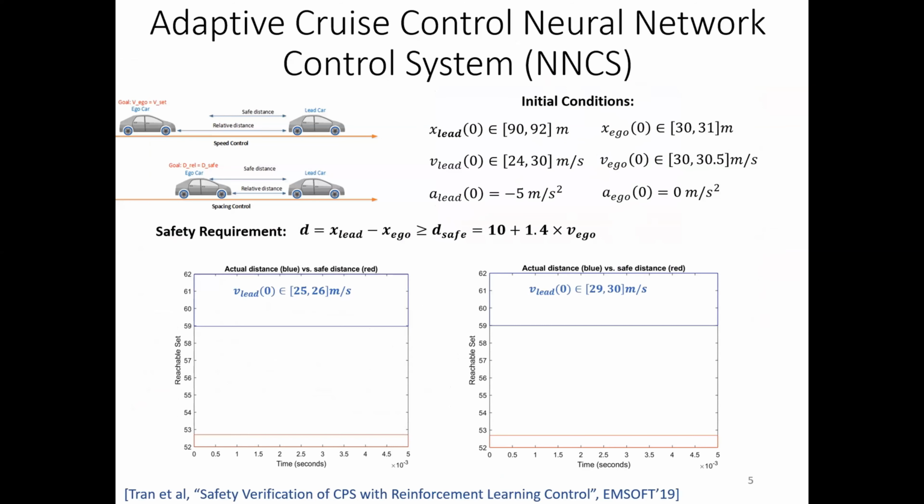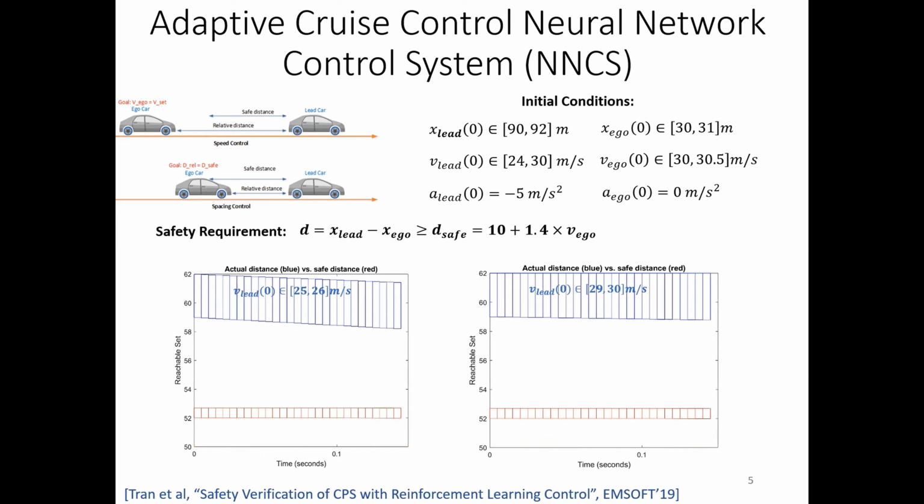Now I'm going to show you how to use NNV to verify a safety property of a neural network-based adaptive cruise control system. In this system, we have two cars, and the goal is to control the ego car to keep a safe distance from the lead car. The safety requirement here is that the actual distance between the two cars is always larger than a safe distance. And depending on the initial condition of the lead car, the system might be safe or might not be.